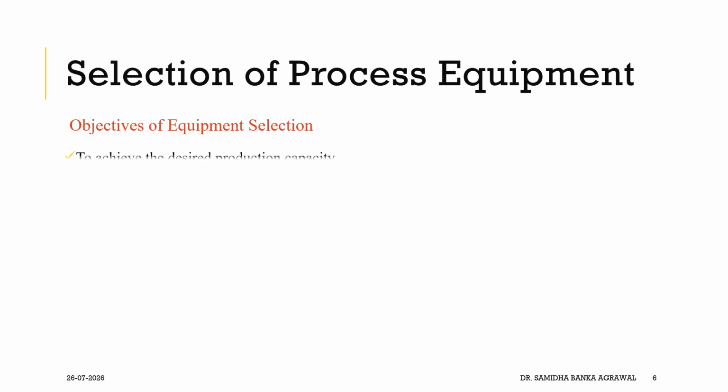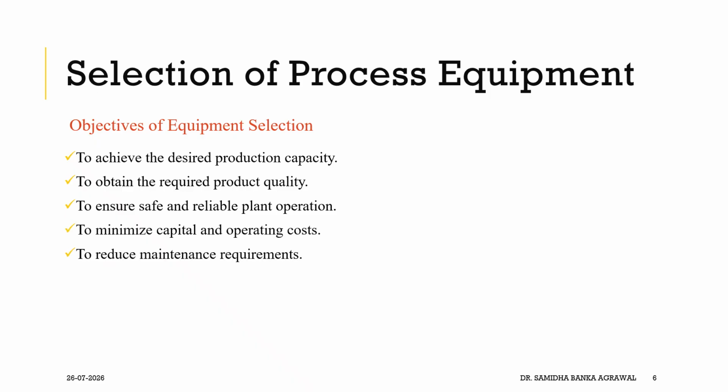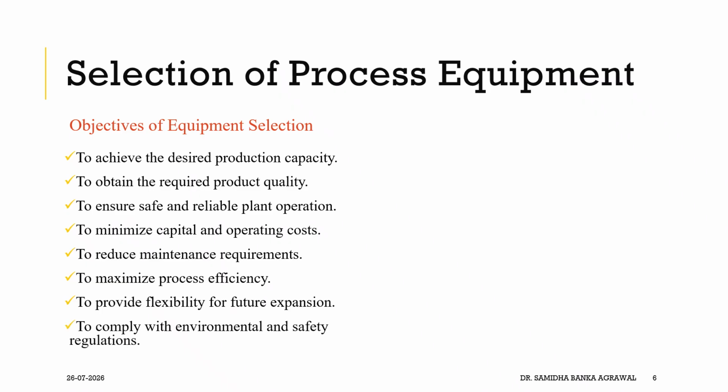What are the objectives of equipment selection? The objectives include to achieve the desired production capacity, to obtain the required product quality, to ensure safe and reliable operation, to minimize capital and operating cost, to reduce maintenance requirements, to maximize process efficiency, to provide flexibility for future expansion, and to comply with environmental and safety regulations.